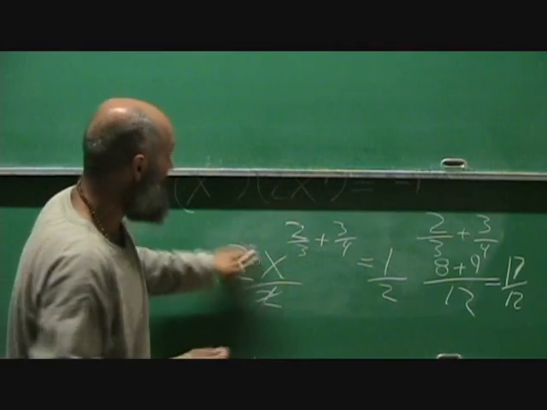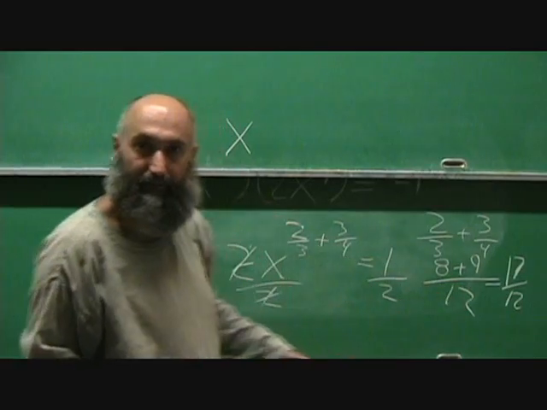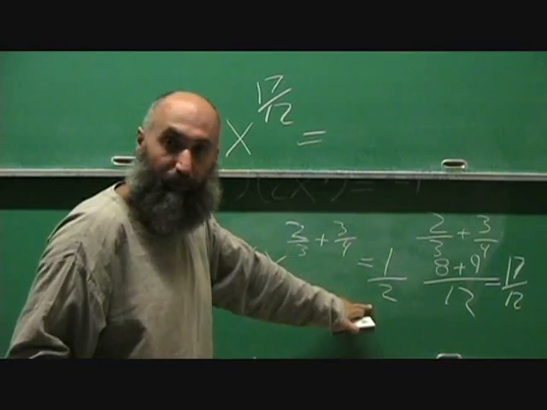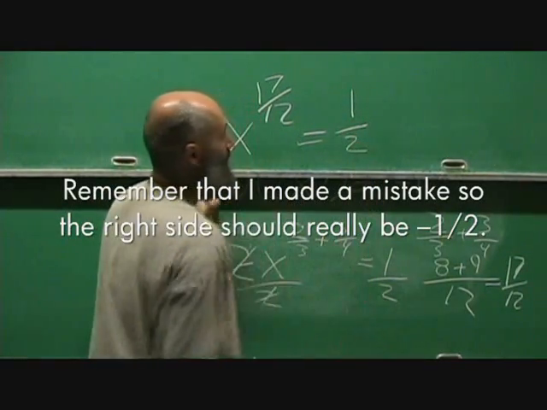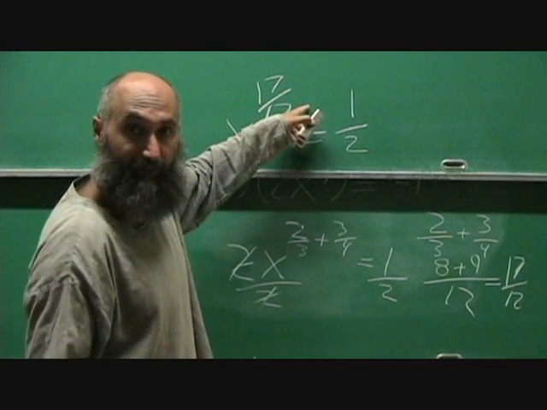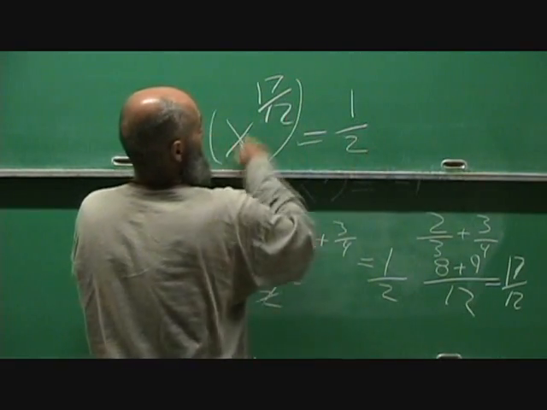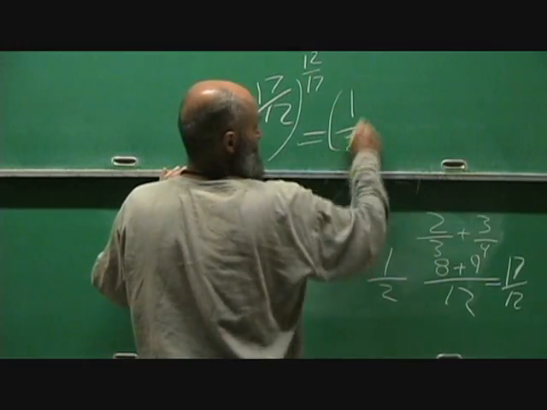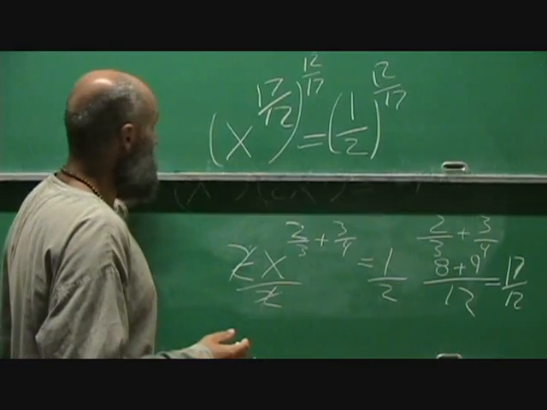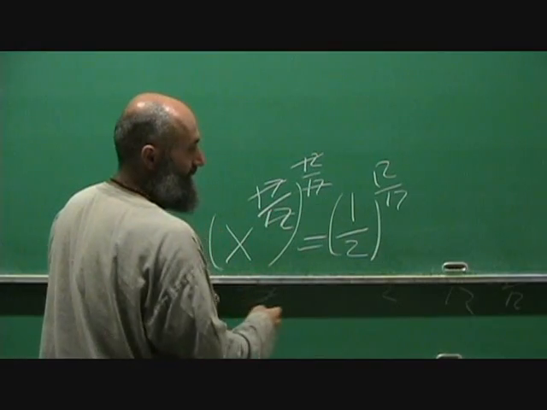So what we have here now is x to the power of 17 over 12 is equal to 1 over 2. And the way you get the x by itself now is you take this side to the power of 12 over 17. That means you have to take this side to the power of 12 over 17. So the way it works is 12 kills a 12, 17 kills a 17.